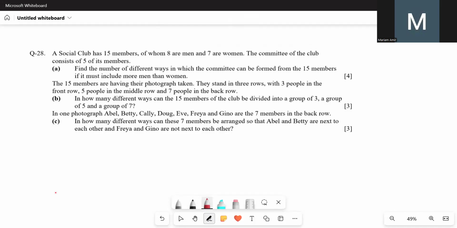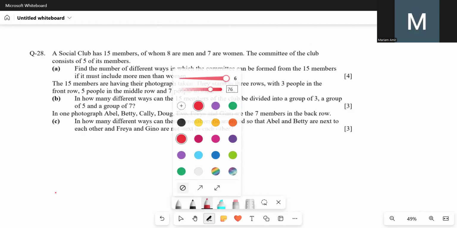A social club has 15 members, 8 of whom are men and 7 are women. The committee of the club consists of 5 of its members. Find the number of different ways in which the committee can be formed from 15 members if it must include more men than women. Okay, so it is a question on selection, so it's a question on combinations.